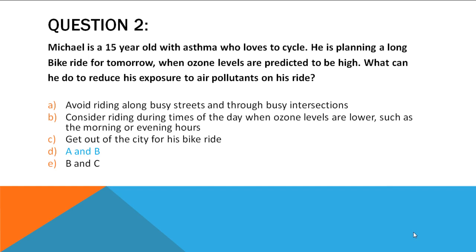Avoid riding along busy streets through busy intersections. Traffic areas are known to have higher levels of exposure to emissions, so that would be a good idea for Michael to avoid that type of area. And B as well, consider riding during times of the day when ozone levels are lower. Ozone typically increases as the day warms, and ozone levels increase during those times. So looking for times of the day when ozone levels are lower would be a good move by Michael.